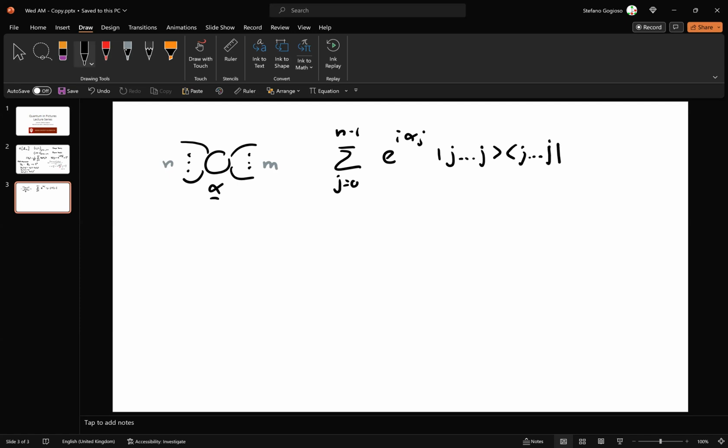It's like that, where the bra annihilates the inputs, if you will. So it has n terms, and the ket creates the outputs. So it has m terms.